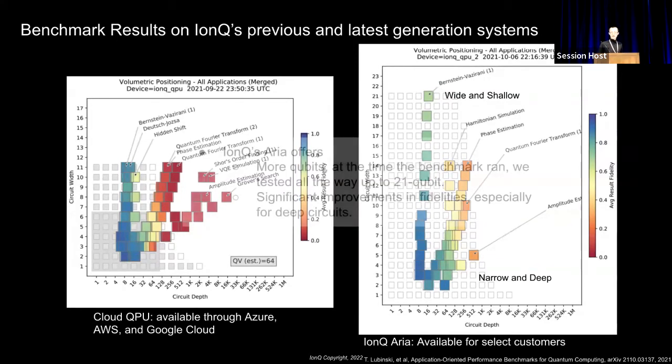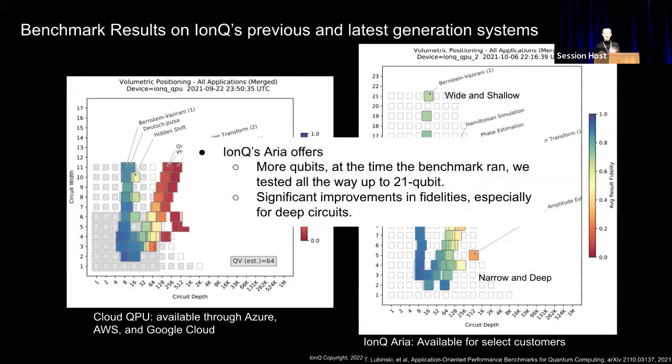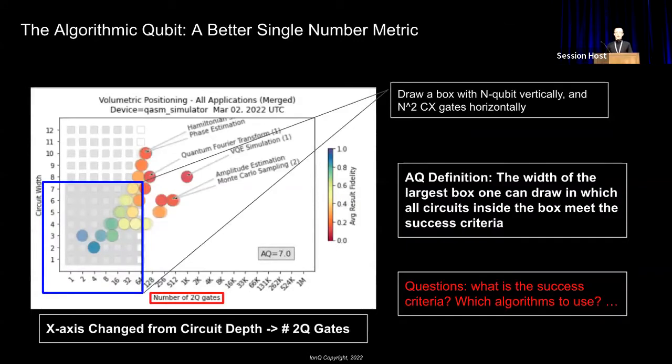So the take-home message is that IonQ Aria offers more qubits. In the benchmark we ran, we tested up to 21 qubits, and also significant improvement in fidelities, especially for these deep circuits. So now let's talk about the algorithmic qubit.